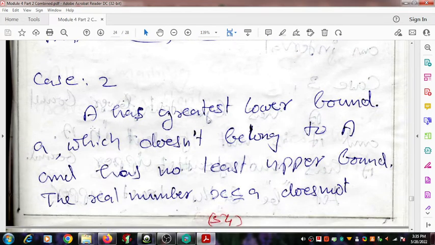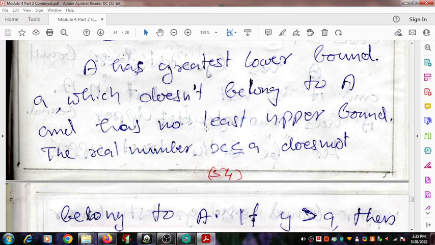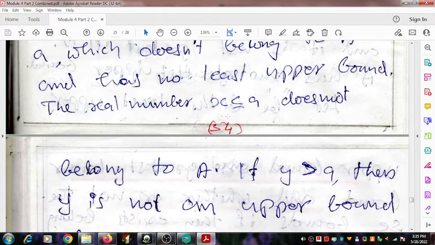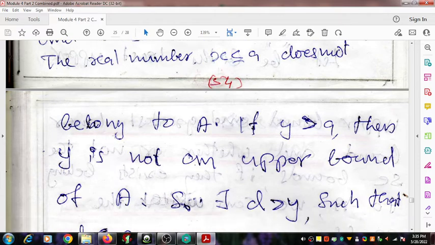Now case 2: A has a greatest lower bound, call it a, which does not actually belong to A, and has no least upper bound. Then the real number x less than or equal to a does not belong to A.